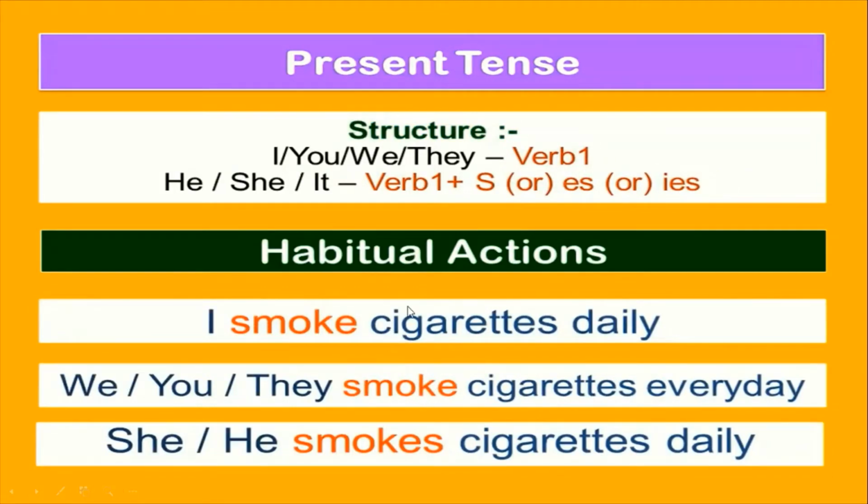Now, we have habitual actions, which means actions as habits. I smoke cigarettes daily. Here, because we have I, we just keep the verb as it is in the base form, smoke. We shouldn't add anything to the verb. We, you, they too, we should keep the same. Here we have she or he, so we should add s to the verb.